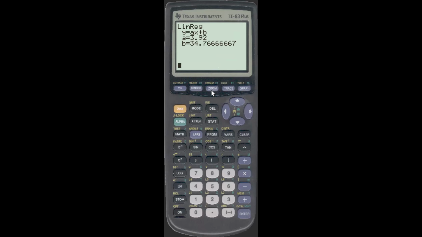Mine says X list L1, Y list L2. Just use the defaults and go down to calculate. All right, so then I get for linear, do you have something similar to this? What's on the screen? I have 0.9986.